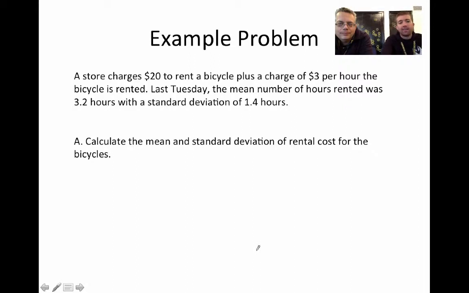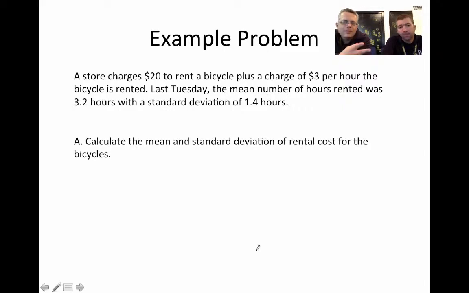Okay. All right, now we're at a bike shop. The store charges $20 to rent a bicycle, plus a charge of $3 per hour the bicycle is rented. So last Tuesday, the mean number of hours rented was 3.2 hours, with a standard deviation of 1.4 hours. Now we want to calculate the mean and standard deviation of the rental cost for the bikes.